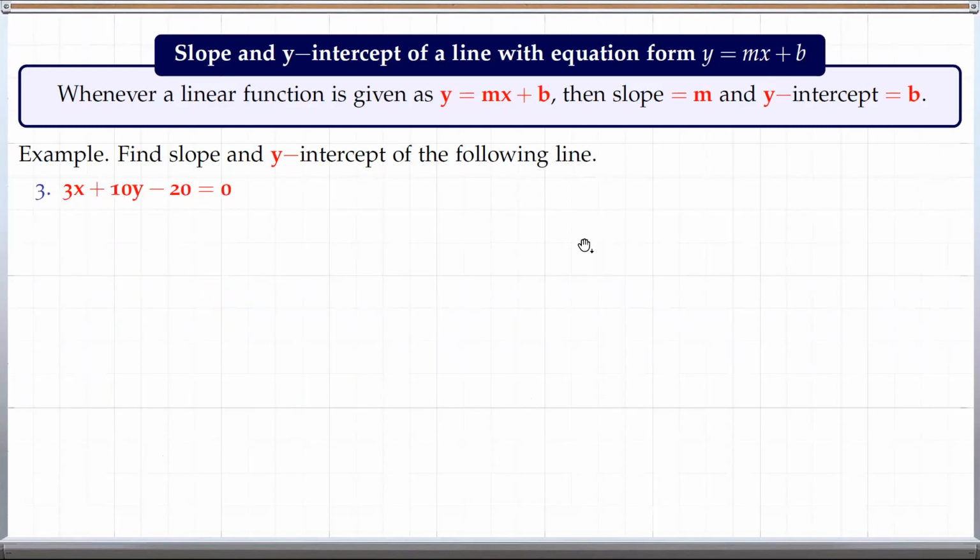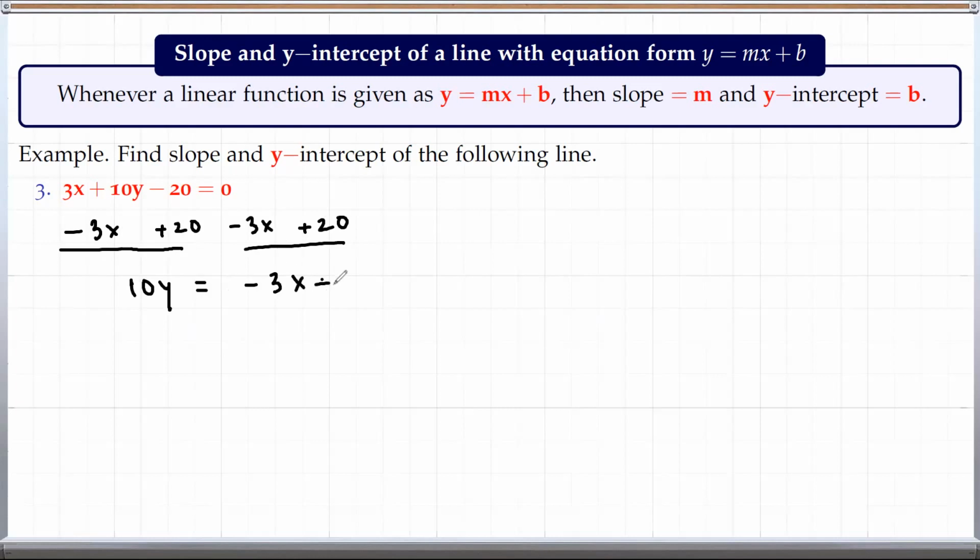Another example here. Again, this is not in the form y equals mx plus b. So we want to write it in the form y equals mx plus b. Basically, we want to isolate y on one side. So subtract 3x from both sides. And we also want constant on the other side. So we have negative 20 here. So we can add 20 to both sides. So this will leave 10y on this side. And on this side, you will have negative 3x plus 20.